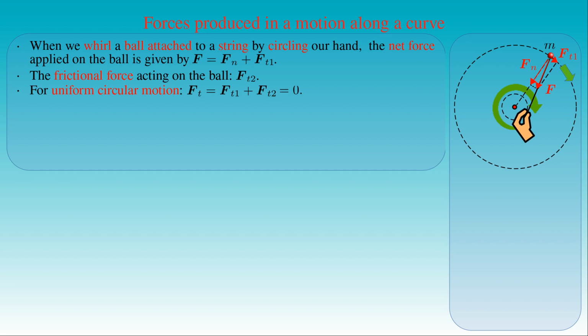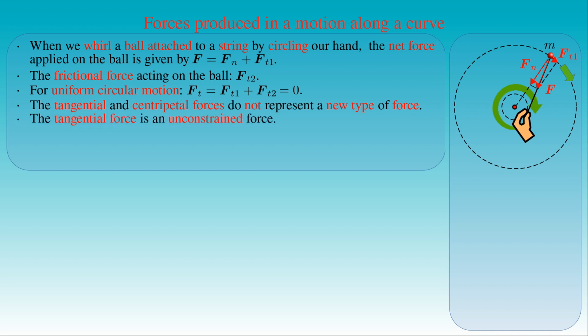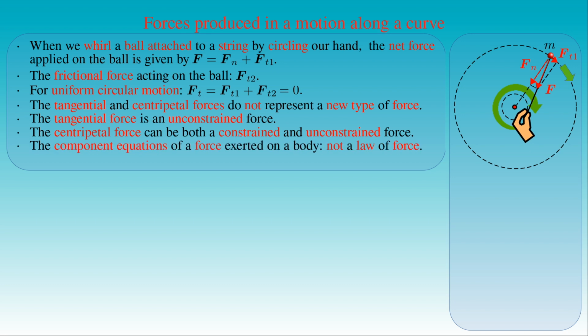This example also demonstrates that the tangential and centripetal forces belong to the already known types of forces, such as the gravitational, elastic and muscular forces, and do not represent a new type of force. However, the tangential force is an unconstrained force, while the centripetal force can be both a constrained and unconstrained force. In most cases, the centripetal force is a constrained one, as seen in the example. We can also see that these forces do not represent a new type of force because the component equations of the net force F exerted on a body moving along a curve do not describe a law of force. They are just special forms of the fundamental equation of dynamics.